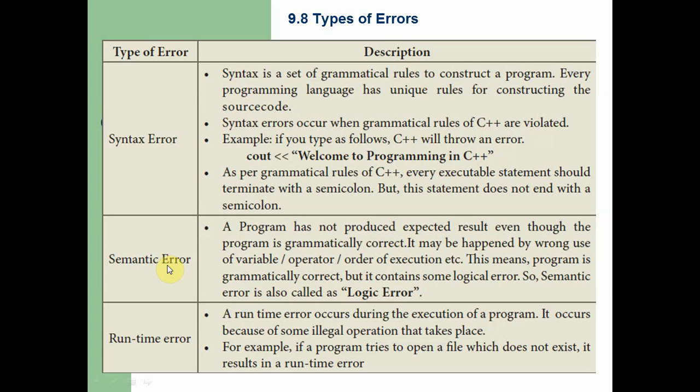Now we are going to see the third error, called runtime error. A runtime error occurs during the execution of a program. It occurs because of some illegal operation that takes place. For example, if a program tries to open a file which does not exist, it results in a runtime error. So these are the three types of error in C++.